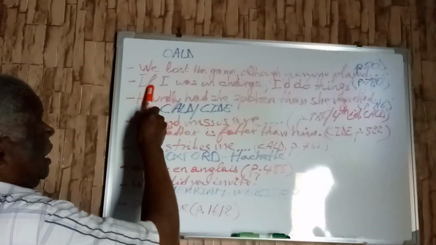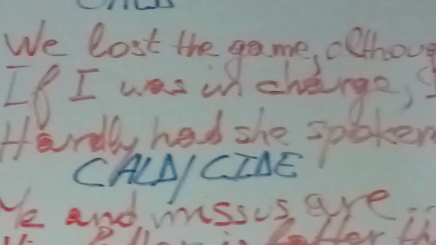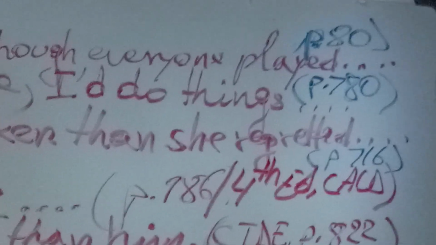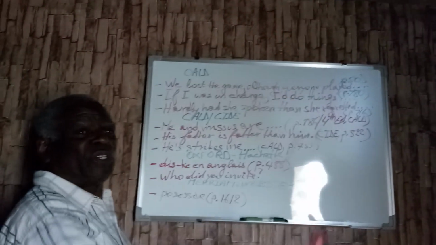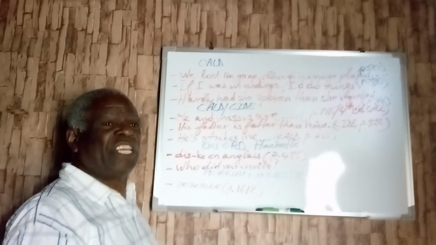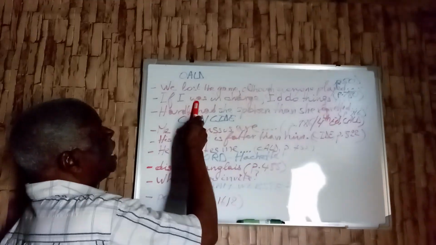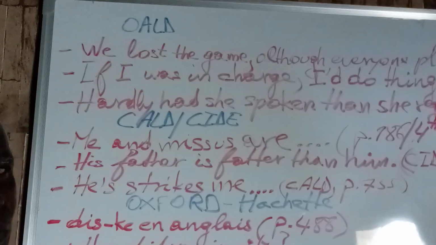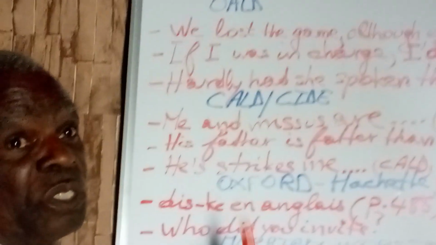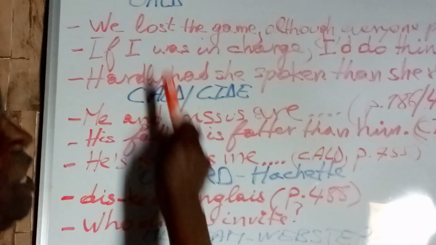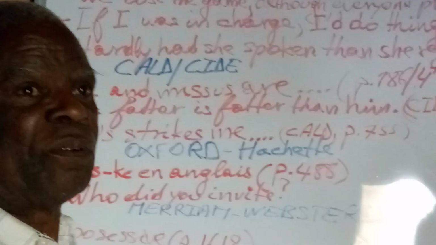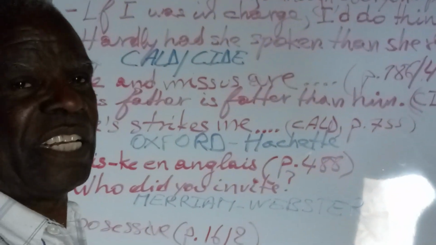Second, they have written there on page 780, if I was in charge. This is what we call in grammar unreal past tense. And with unreal past tense, all the persons, first, second, and third, in the singular, will take the verb were, if I were in charge, not if I was. This is a real past tense, like behind us. But if I were, it's unreal past tense, like when I say, if I were rich. I'm not rich right now.